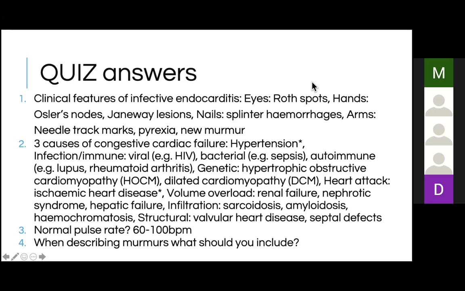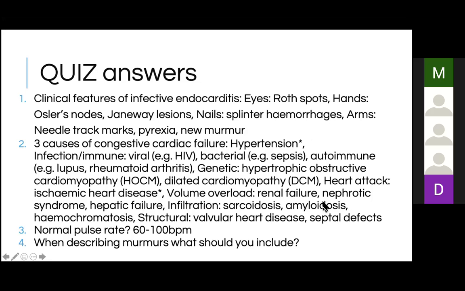So these are some of the answers. So in the eyes, you could see Roth spots. In a clinical exam, I don't think you'd be expected to do fundoscopy, so you might not see the Roth spots. Hands, Osler's nodes, Janeway lesions. Nails, you'd see splinter hemorrhages. Arms, you could see needle track marks. They could have a fever or a new murmur.